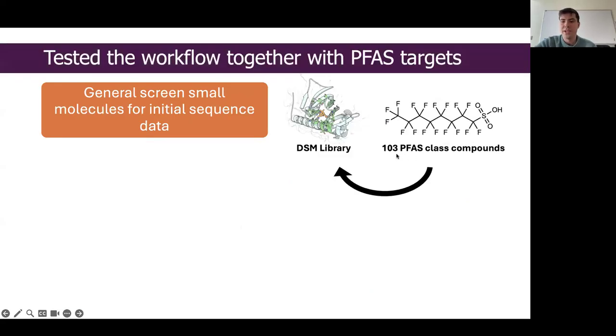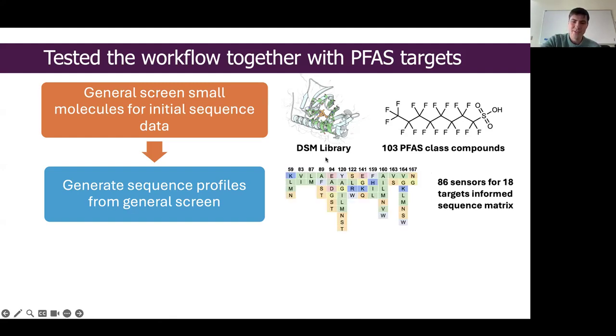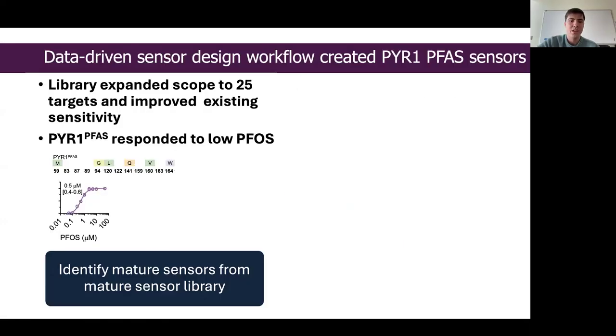And so 103 PFAS class compounds were screened against the DSM library. From that screening, 86 sensors for 18 of those 103 PFAS compounds were identified. And then subsequently, they were used to generate this subset sequence profile. And from this library, mature sensors were identified. This library expanded the scope to 25 targets.